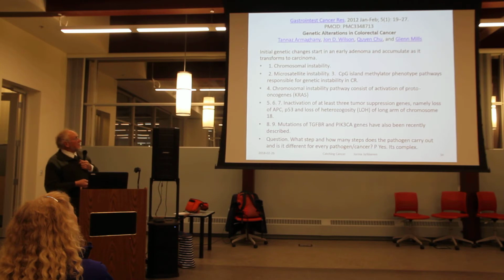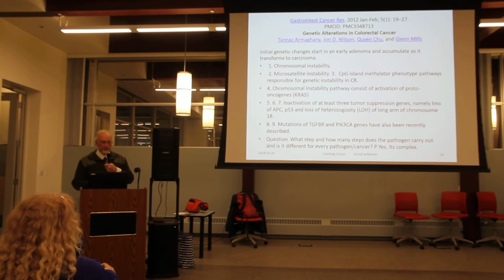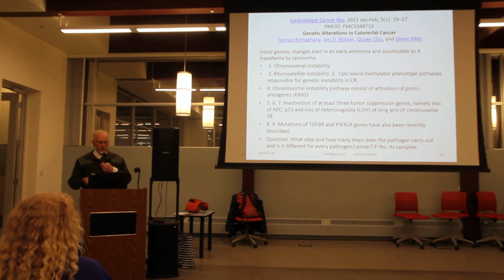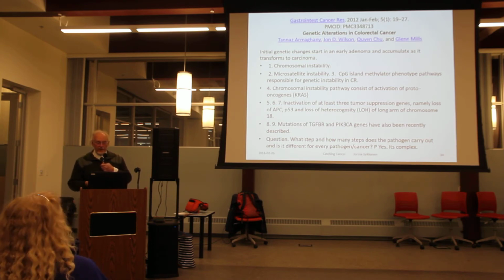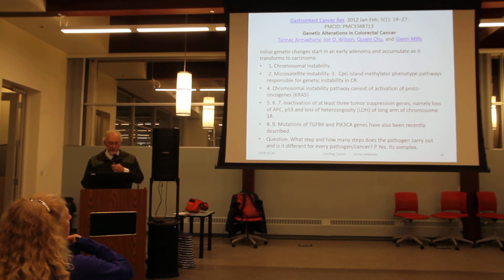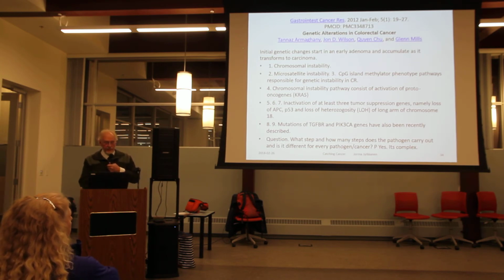Okay, so this is a sequence of mutations that lead to colorectal cancer. It's not just a one-step process. There's chromosome instability. There's microsatellite instability. CpG island methylation, that's the epigenetic effect. Don't worry about notes. I'll give you a disc after. When a chromosome becomes unstable, it can lead to cancer. KRAS, the RAS gene, does that.